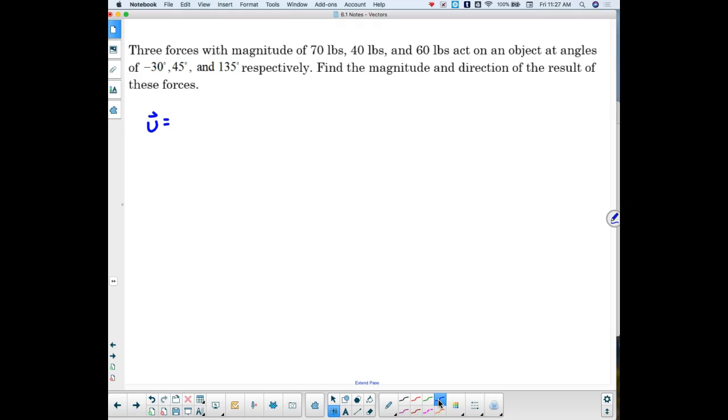Okay. All right. So the first force has a magnitude of 70, and it acts at an angle of negative 30 degrees.